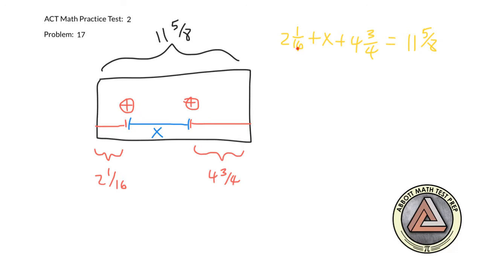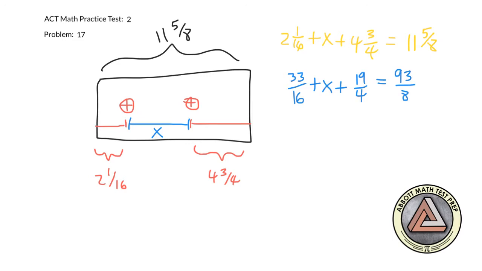So for example, 2 and 1/16, if we were to turn that into an improper fraction, that would be 16 times 2 plus 1, which is 33 over 16. X is still just x. And then we have this one. 4 times 4 is 16, plus 3 is 19. So that's going to be 19 over 4. And then that's going to equal, let's see, 8 times 11 is 88, plus 5 is 93 over 8.